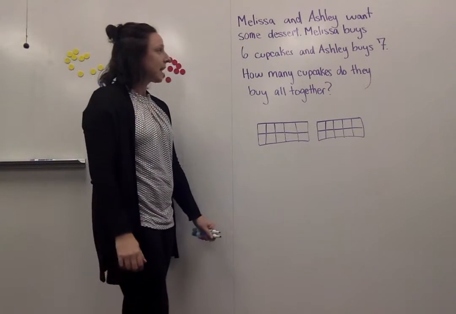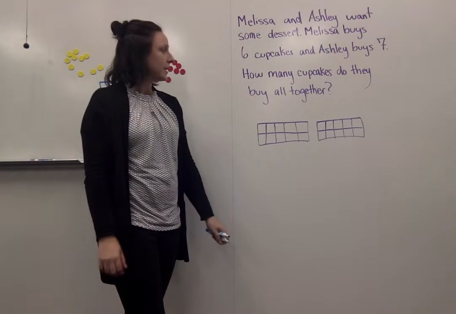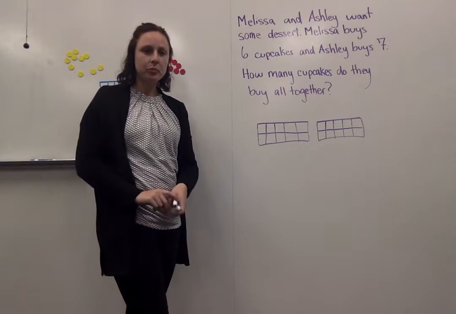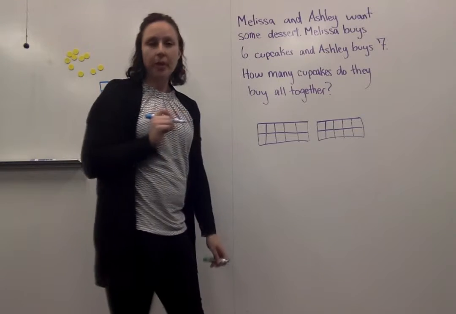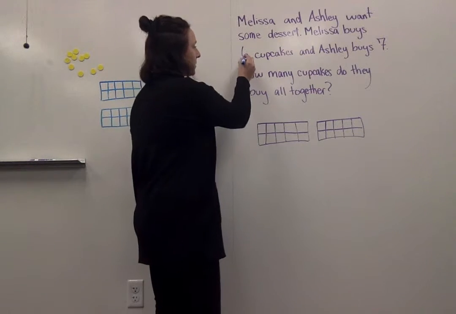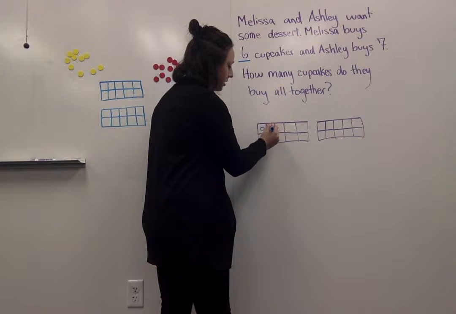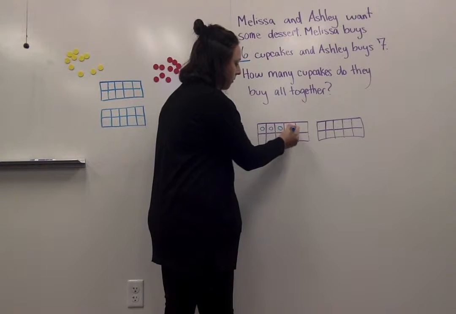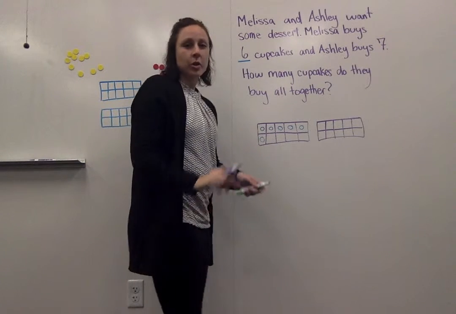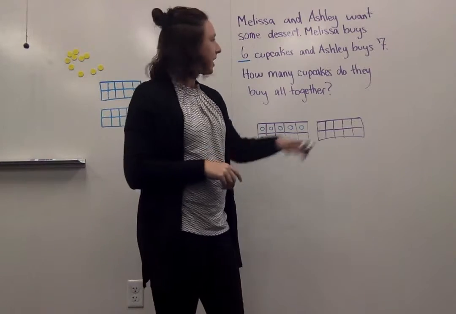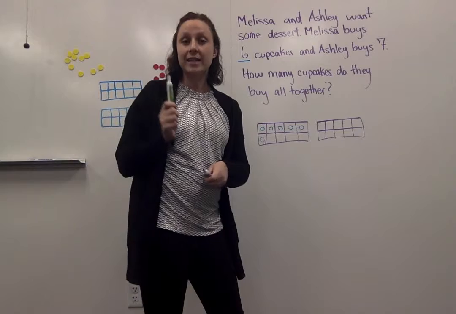Right here we have a word problem that says, Melissa and Ashley want some dessert. Melissa buys 6 cupcakes and Ashley buys 7. How many cupcakes do they buy in all? I'm going to use blue to represent my first number. Go ahead and count with me to represent this number right here. 1, 2, 3, 4, 5, 6. Go ahead and find your shoulder partner and tell them how many we are going to use in our next color.